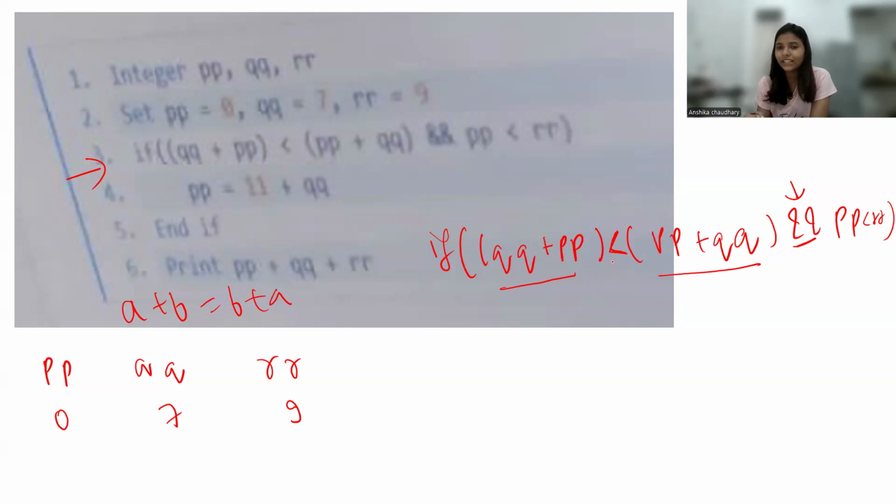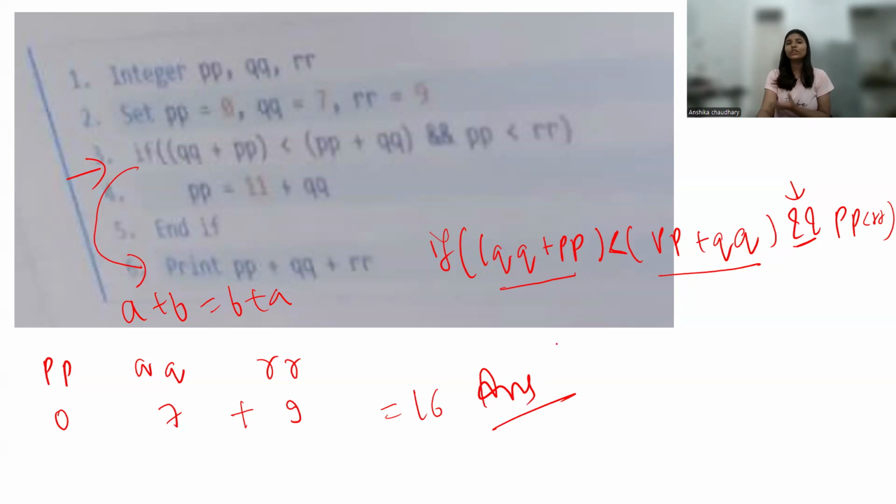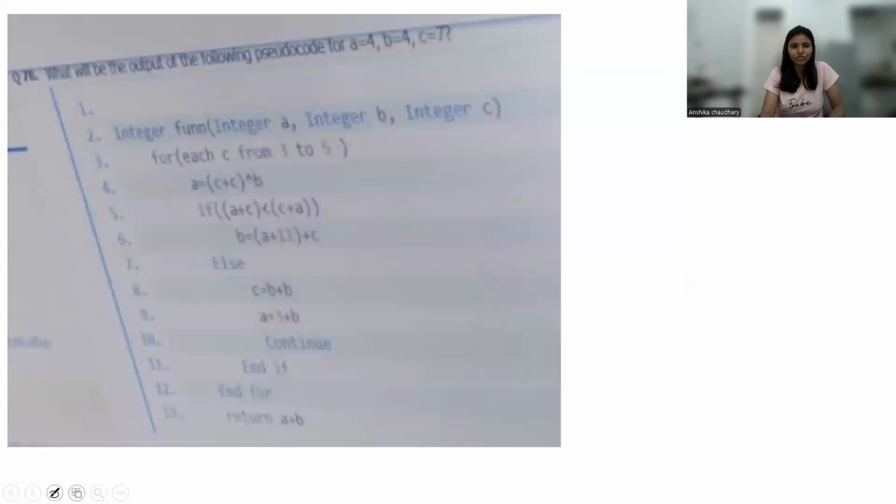Directly by seeing this, we can identify that the if condition is going to be false only, so we will come out of the if part and directly print PP plus QQ plus RR. So what is the value of P? 0, and 7 plus 9. So 9 and 7 will become 16, and 16 will be our final answer for this question, right? So every time you don't need to put each and every value in the conditions. By directly seeing, you can identify your answer, right? So let's move on to the next question.